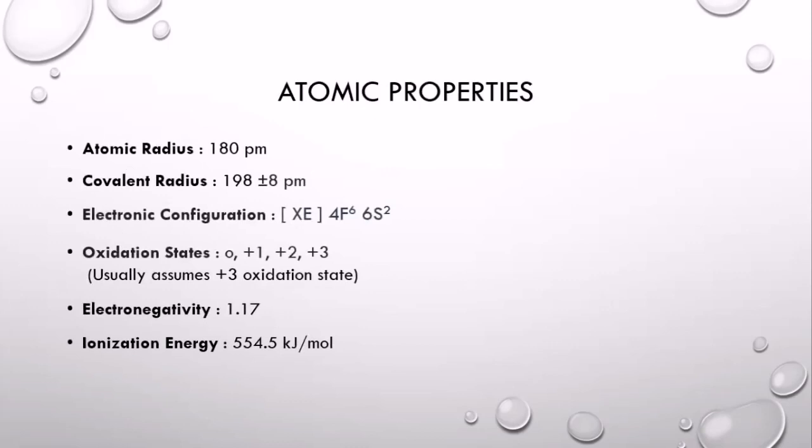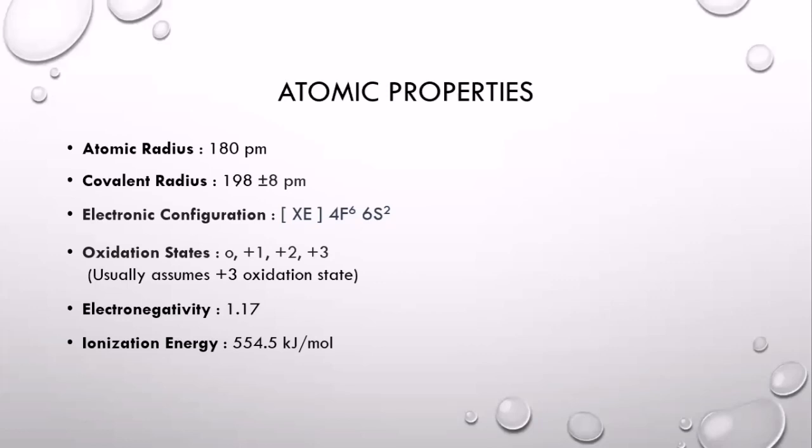Here are some atomic properties of samarium. Its atomic radius is 180 picometer, but in covalent compounds, its covalent radius is 190 picometer to 206 picometer. You can see the electronic configuration of samarium on your screen. Samarium is one of the few lanthanide elements which can attain +2 oxidation state, but it usually assumes +3 oxidation state. According to the Pauling scale, electronegativity of samarium is 1.17.